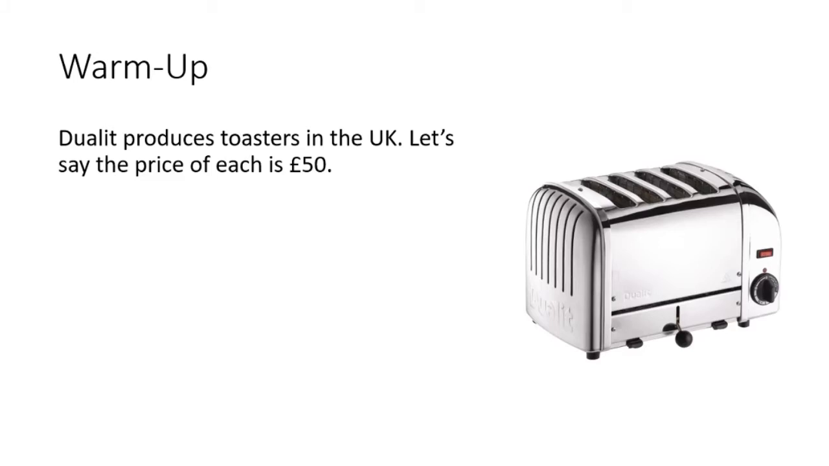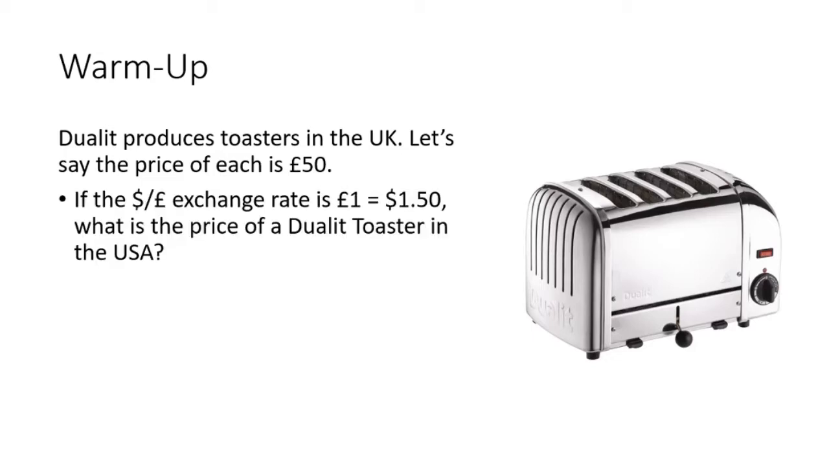Say that we've got dual-lit toasters, a typical UK export product because dual-lit toasters are brilliant, and they're made in the UK, and let's say that the price we want as a manufacturer is £50 each. So if the dollar to pound exchange rate is £1 will buy $1.50, what is the price of a dual-lit toaster in the USA? I'm going to work this out really quickly. I've got my pad of paper and a calculator, so let's get on with it.